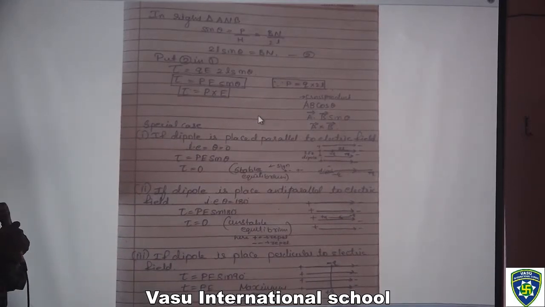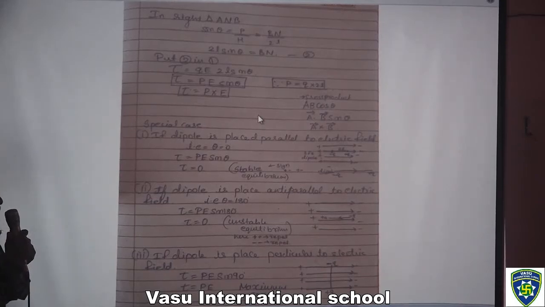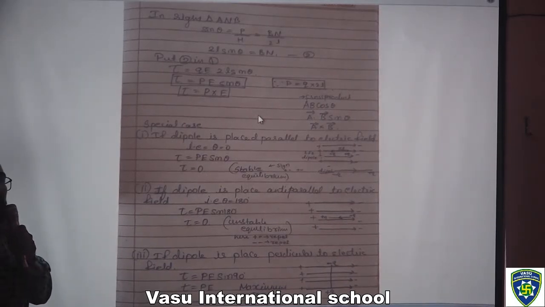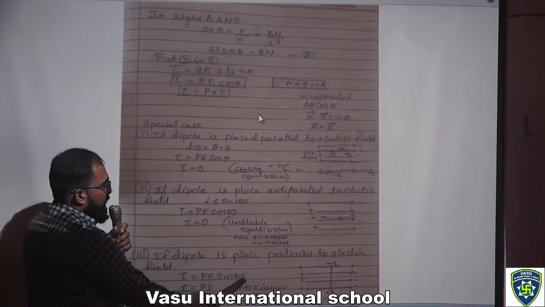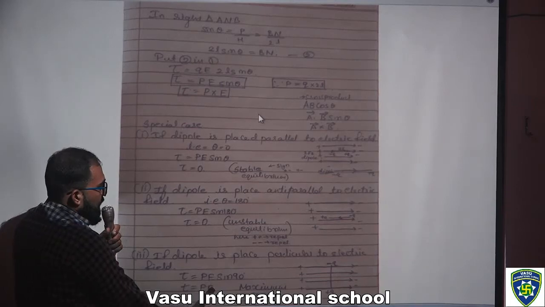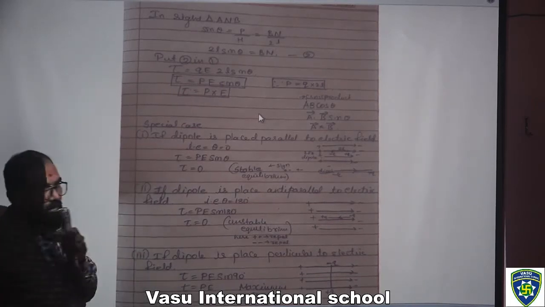Third condition, if the dipole is placed perpendicular to the electric field. Perpendicular means theta is equal to 90 degrees. So torque is equal to pE sin 90, that is torque is equal to pE. That is the maximum torque we are getting here.